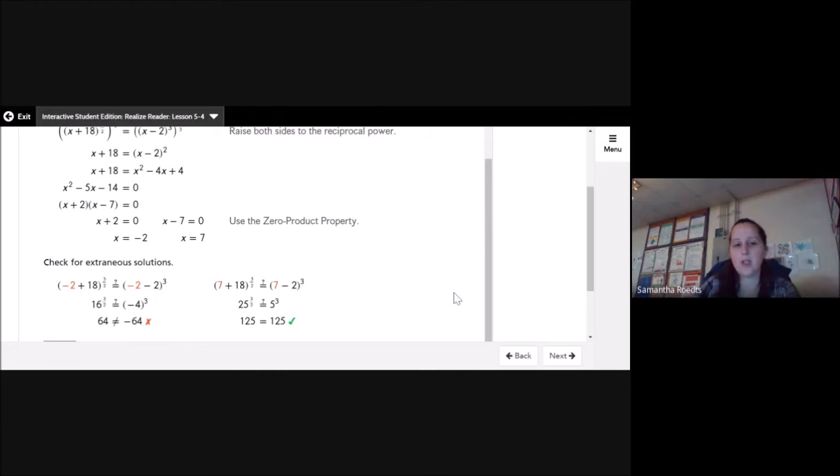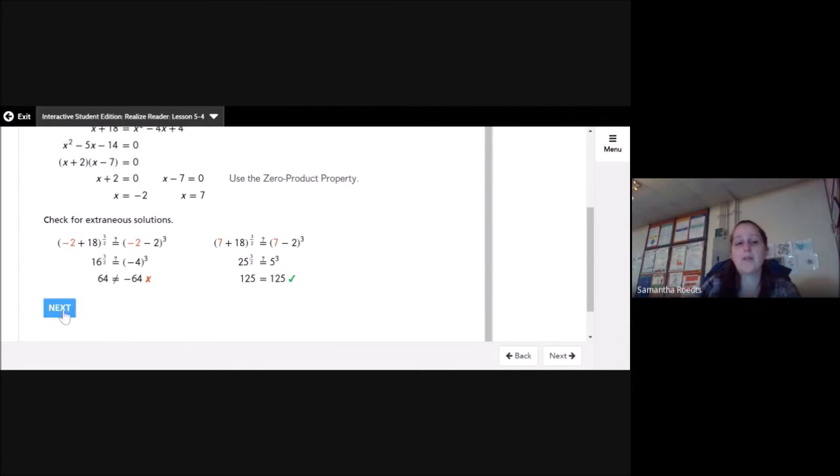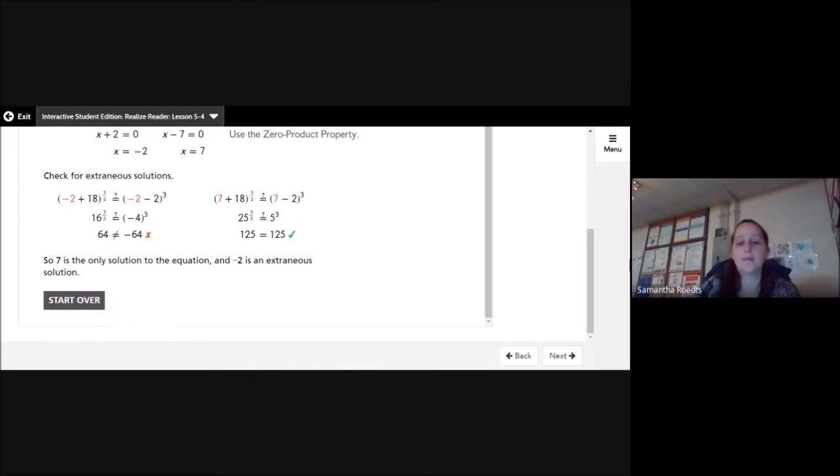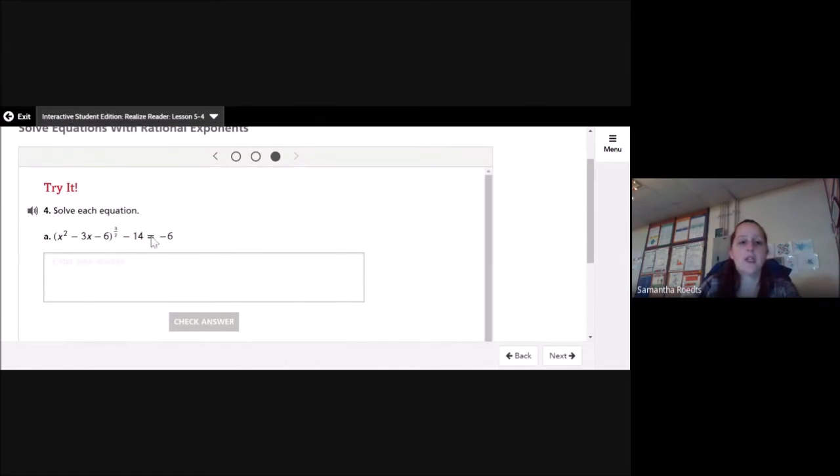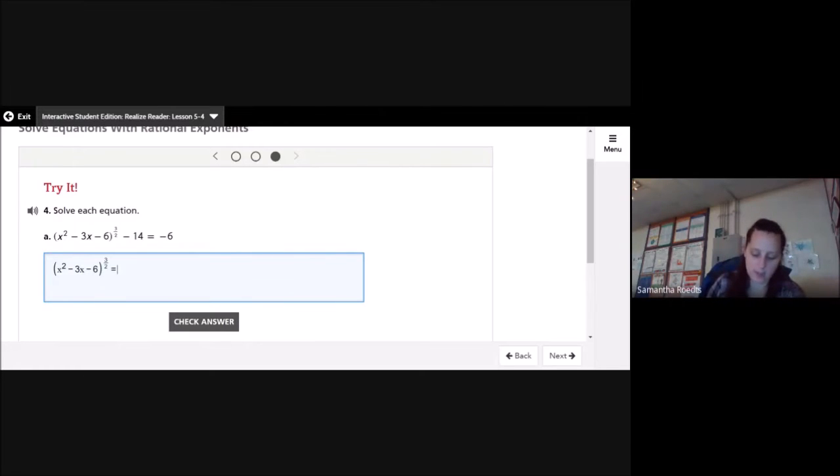Double check for extraneous solutions. -2 does not work, 7 does, so -2 is an extraneous solution. All right, so let's try it. Solve each equation: x squared minus 3x minus 6, raised to the 3/2, minus 14 equals -6. The first thing I want to do is undo the 3/2 power. So I'm going to add 14 to both sides. -6 plus 14 gives me 8. Now I'm going to raise a power to a power.